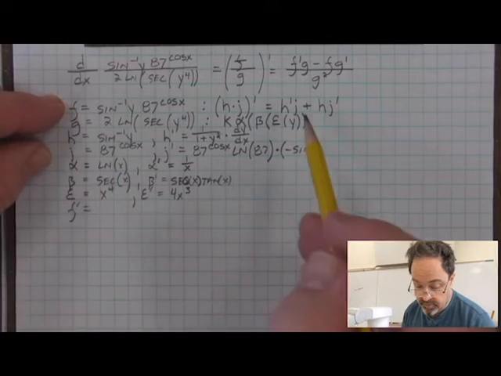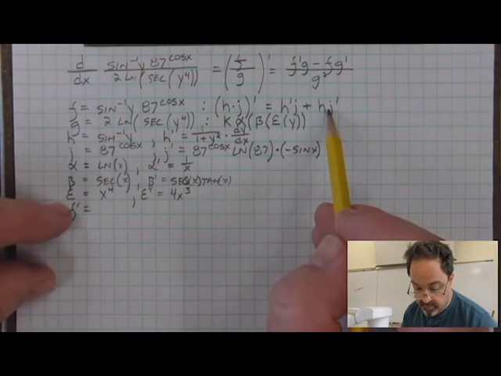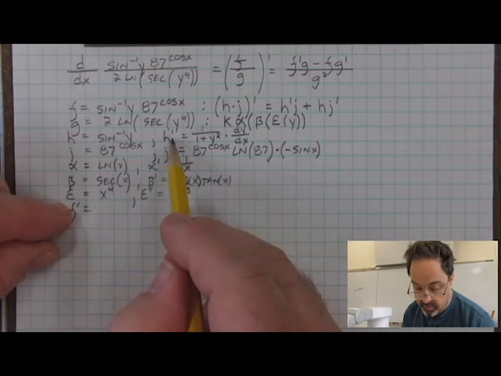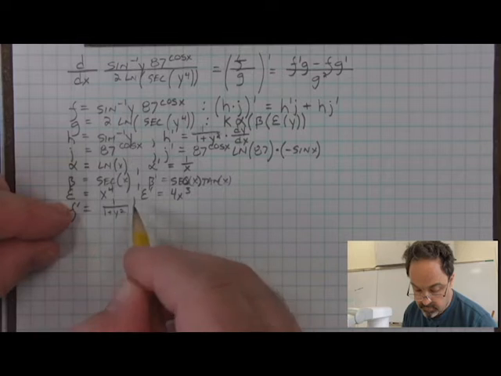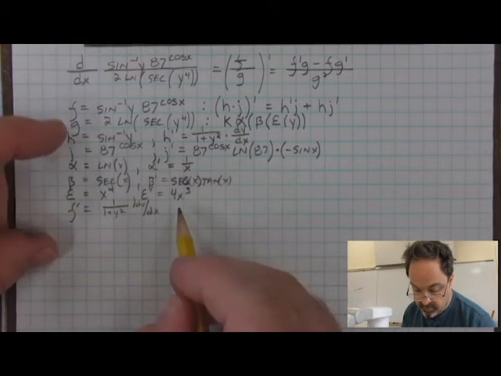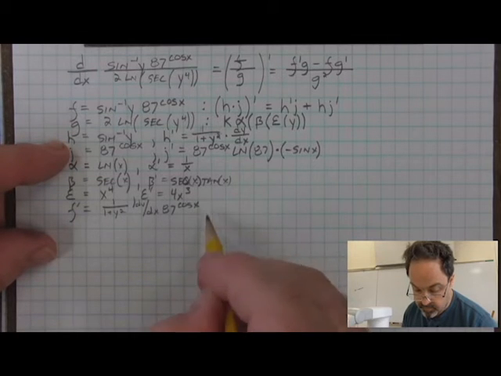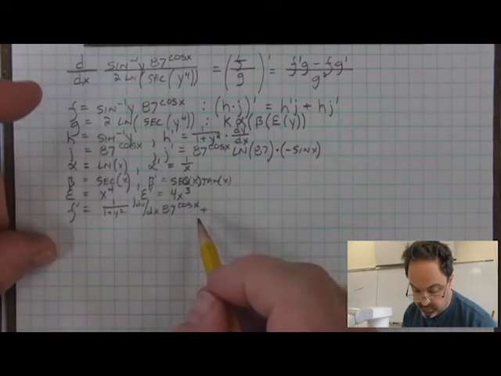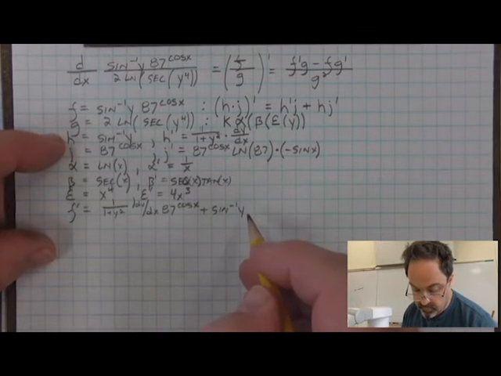The f function is a product rule, so the derivative of f is going to be the derivative of h times j plus h times the derivative of j.